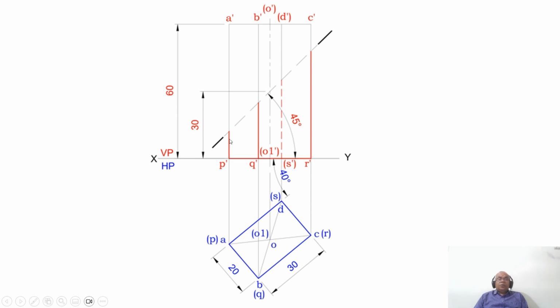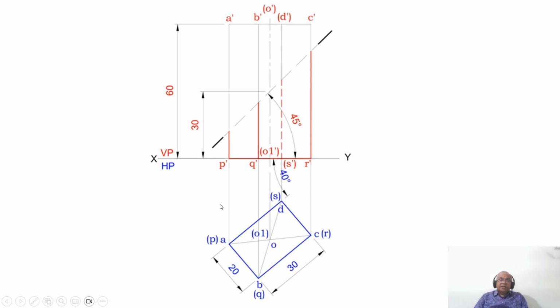So now from here to P dash only you have to darken, and from here to Q dash is the only edge which is visible. Similarly from C dash to R dash, and also from this point to S dash in bracket. So then O1 dash will be in bracket. So this is how you will be able to draw the initial position of the rectangular prism.